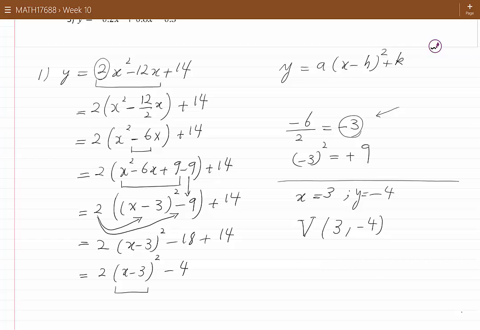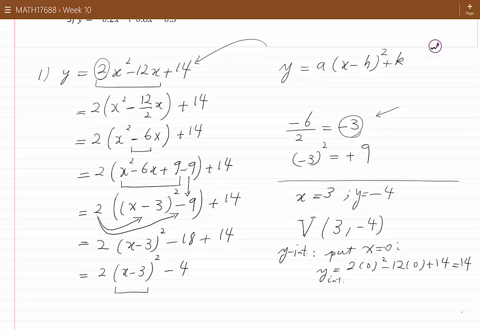To find the y-intercept, put x equal to 0. It is easiest to put x equals 0 in the general form, the form that we started with. Then we will have y is equal to 2 times 0 squared minus 12 times 0 plus 14, which is 14. This is the y-intercept.